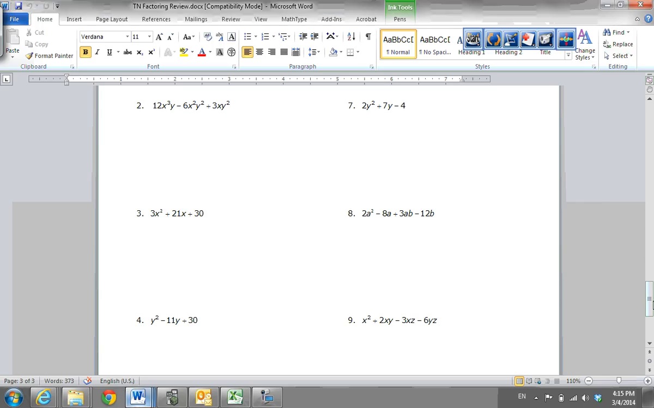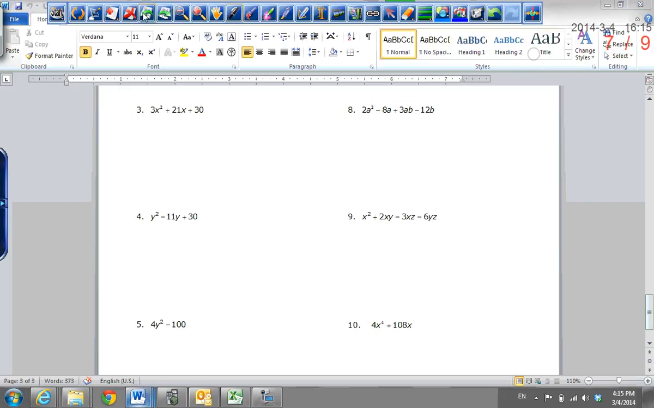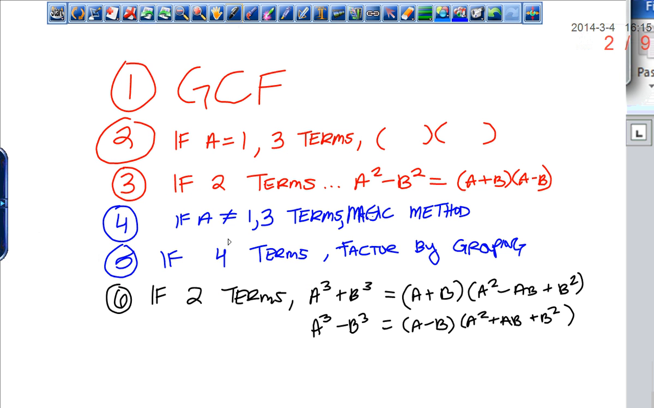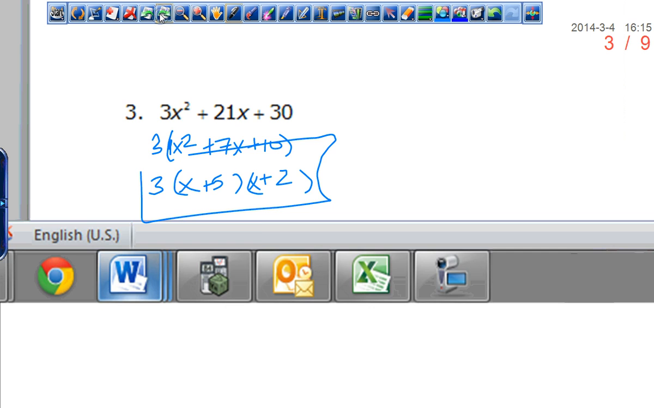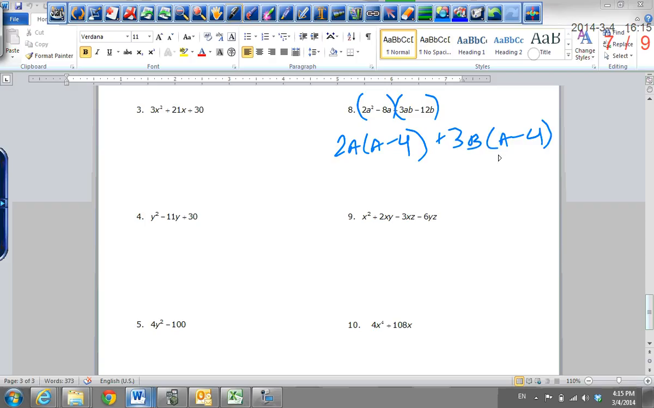Numbers 8 and 9. We have 4 terms, and 4 terms means we factor by grouping. If I refer to my list here, if 4 terms, factor by grouping. Grouping means what can you take out of the first 2, and what can you take out of the second 2. For the first 2, I can take a 2 and an a out, so now I'm left with a minus 4. On these, I can take out a 3b, so now I'm left with a minus 4. And see how these match? That's a good thing. So I rewrite it once if they match, so a minus 4. Now I'm done with them. And then what's left over? 2a and 3b.